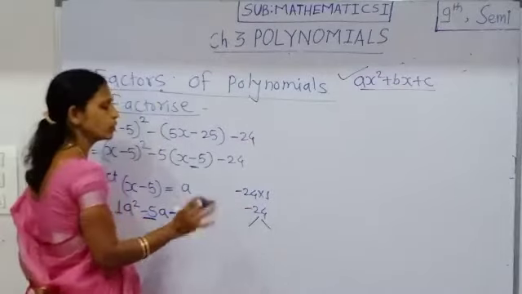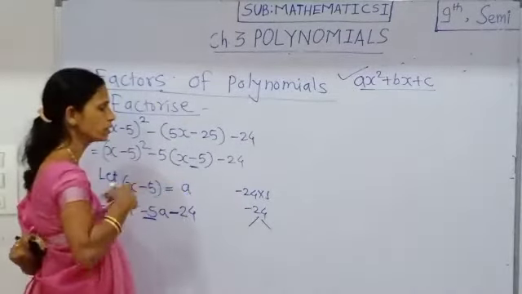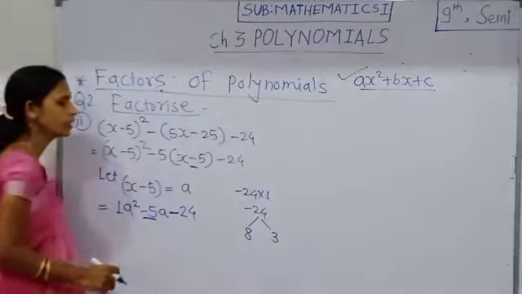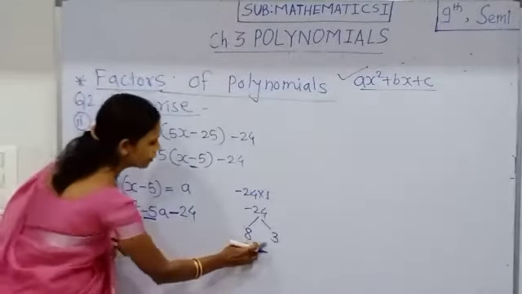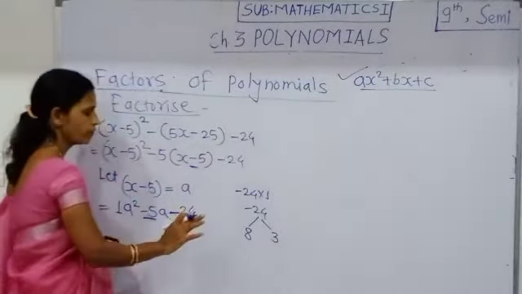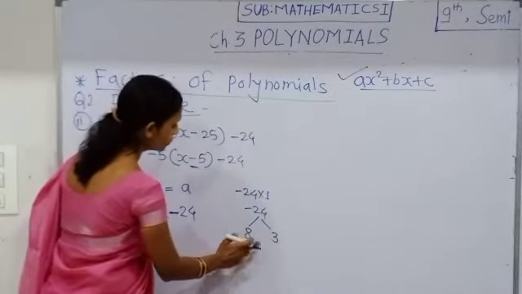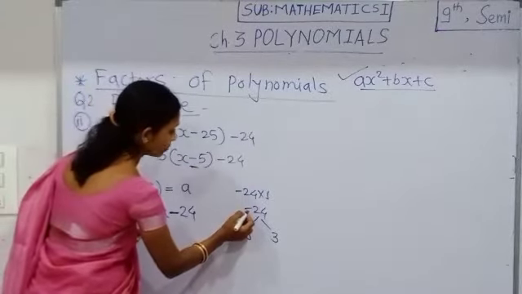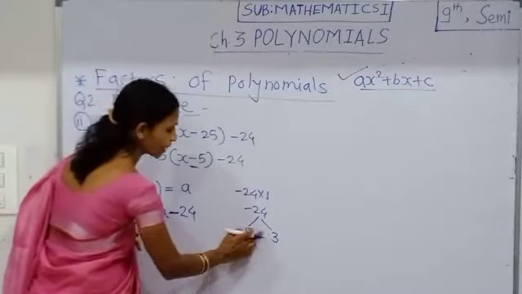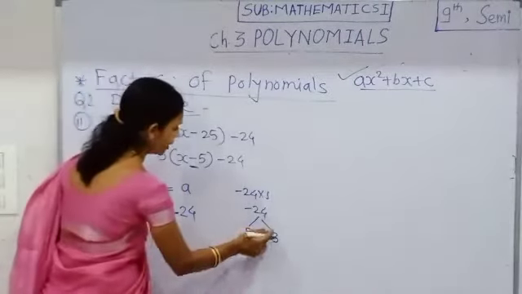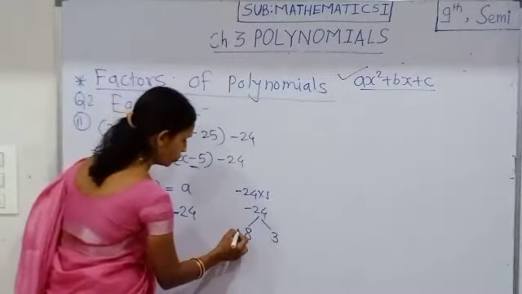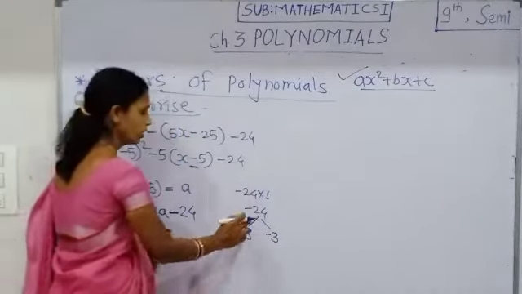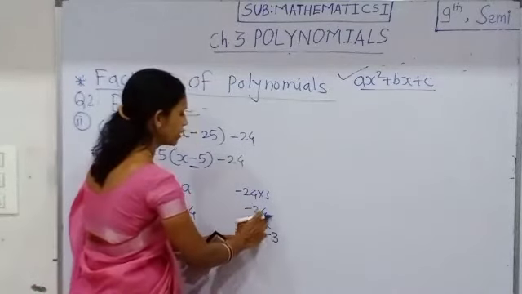The factors of 24 are 12 and 2, or 6 and 4, or 8 and 3. Now the difference between these two is 5. Therefore, there is a possibility that those are the factors of the middle term. Here, minus 24 is there. Therefore, one factor is negative while the other is positive. Therefore, we have to take 8 as positive and 3 as negative. See here, 8 into minus 3, that is minus 24.